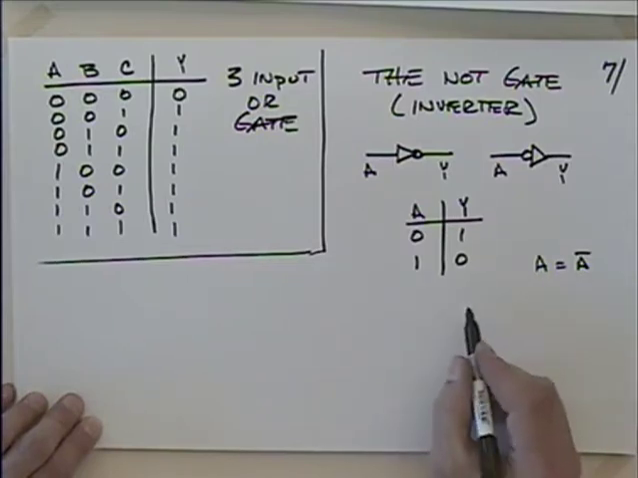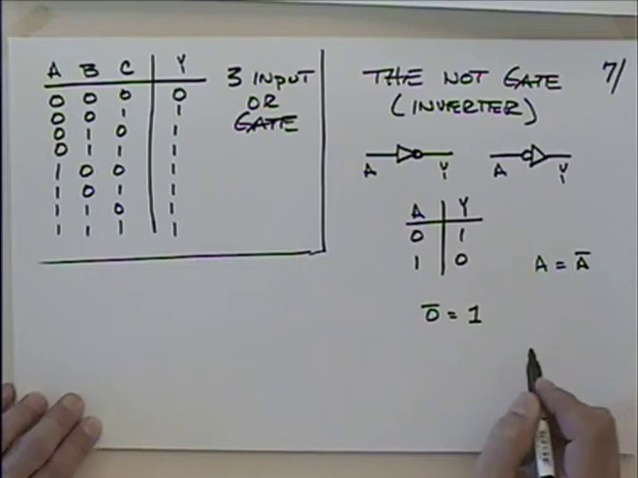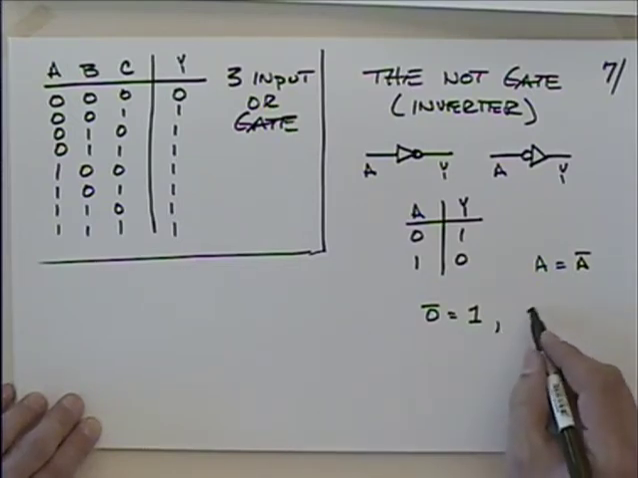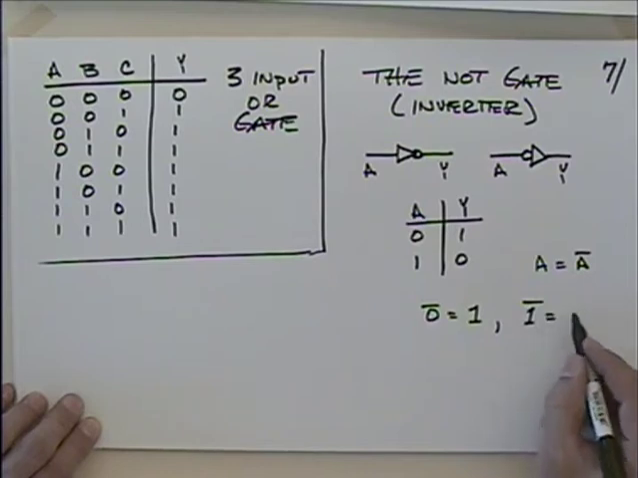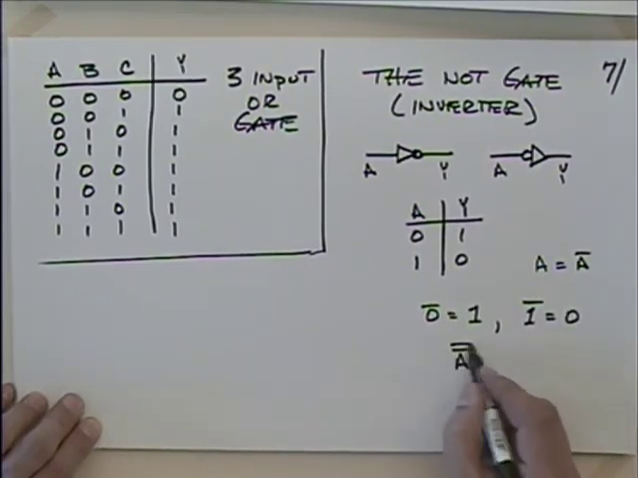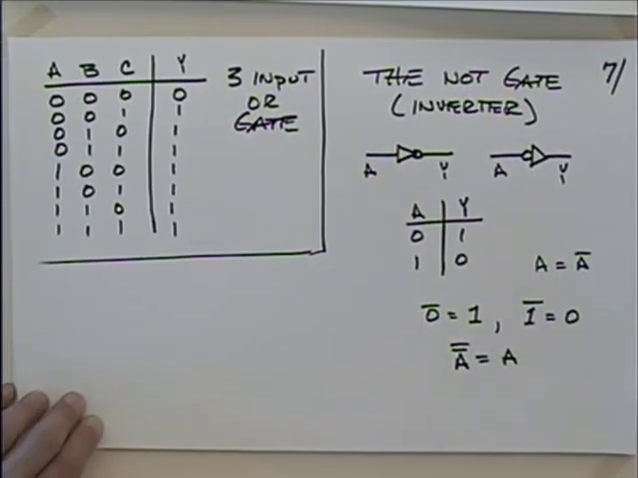I guess the laws, what is the inverse of 0? Well, the easiest question of the day, 1, right? And the inverse of 1 is 0. And if I invert something twice, what do I get? Back to what I started with, right? So you put two inverters in series and you have not done a thing.